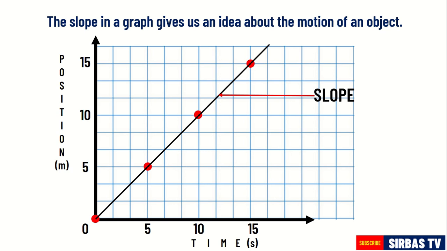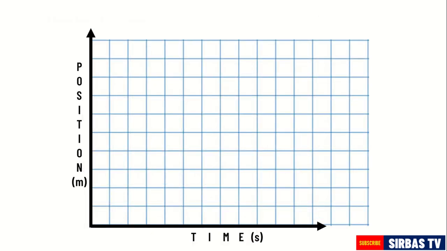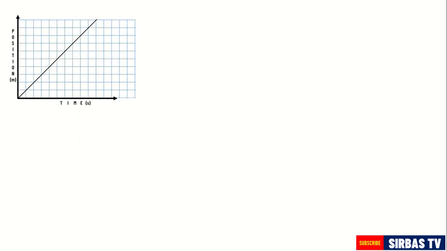The slope of a position-time graph gives us the velocity of an object. If the slope of a position-time graph looks like this, it means that the object moves at a constant or uniform velocity. Uniform velocity can be observed if the object travels equal distances in equal time intervals without changing its direction. The graph also indicates that there is a zero acceleration.